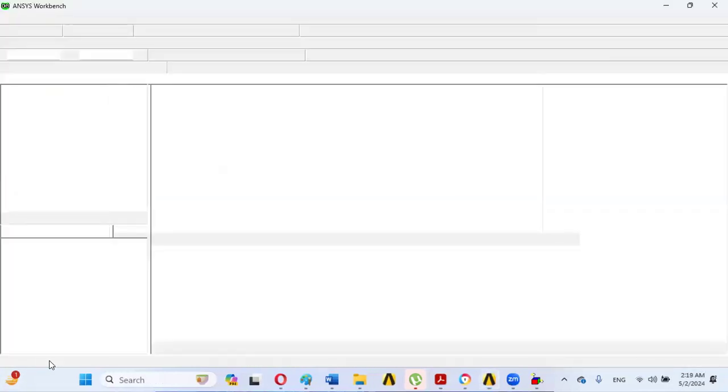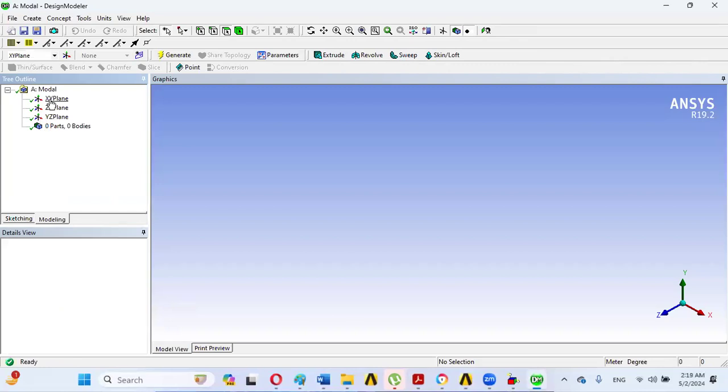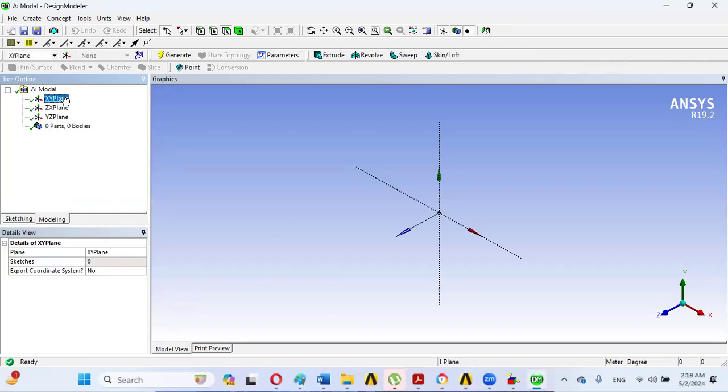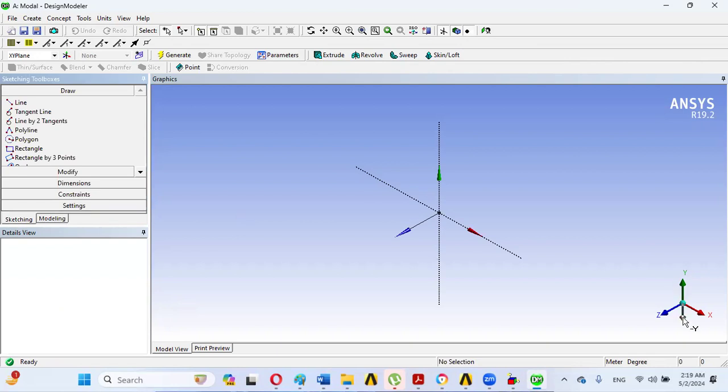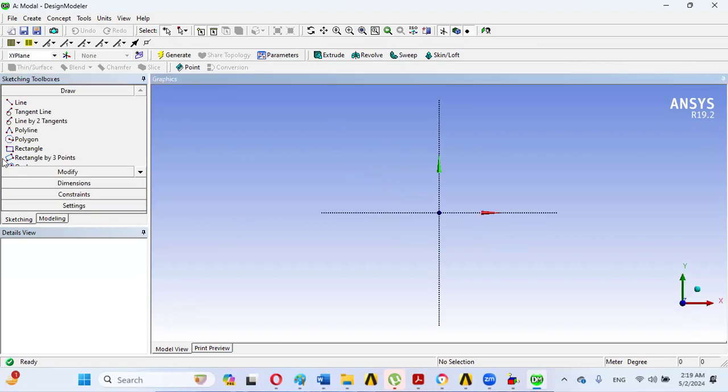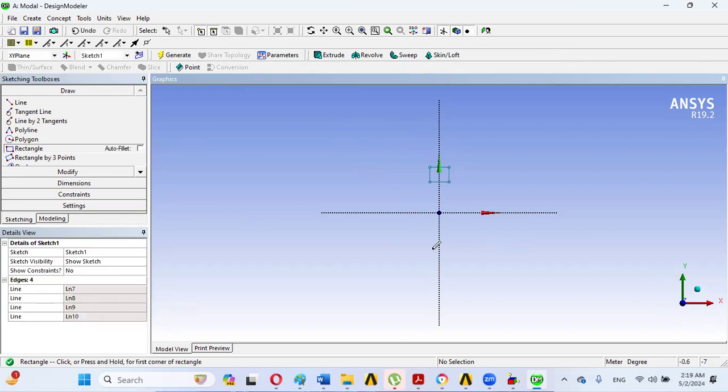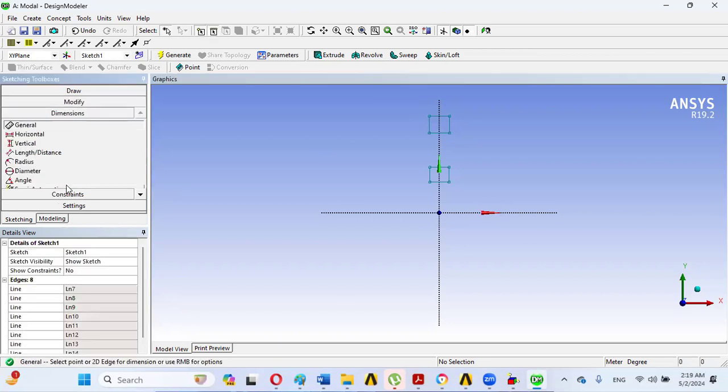Design Modeler will be loaded, and after that we will select the XY plane and go to the sketching tab. We will click on the Z-axis, and here we can, for example, randomly create 2 masses. We can arbitrarily draw 2 rectangles about this y-axis at approximate locations, and after that we will make dimensions to specify their locations.